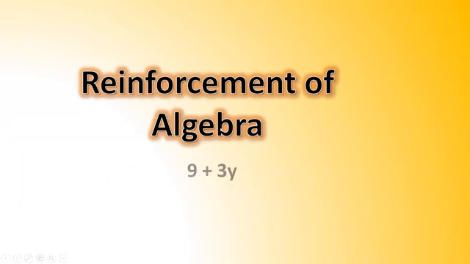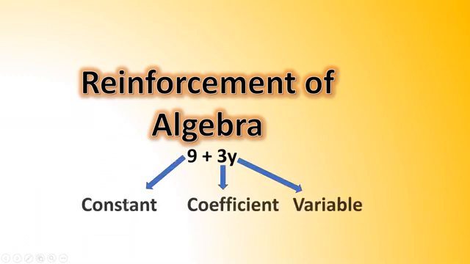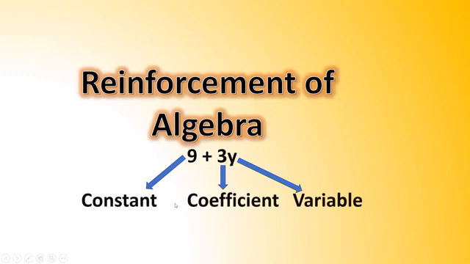So, what is an algebraic expression? Here you can see the algebraic expression 9 plus 3y. Now what is this 9 called here? 9 is the constant, where 3 is the coefficient and y is what? Y is the variable.